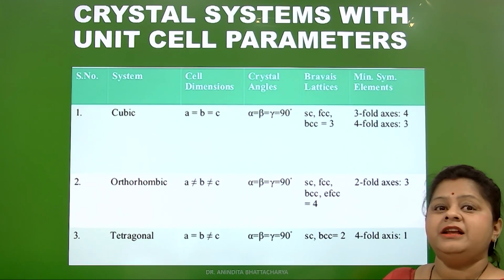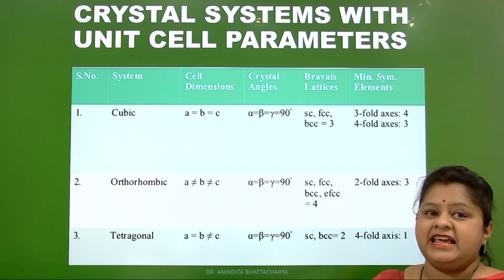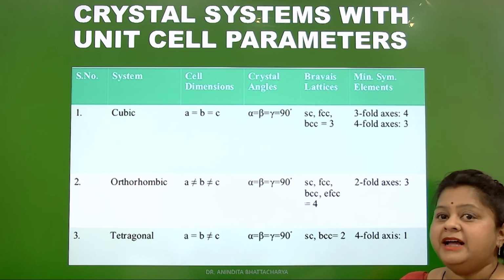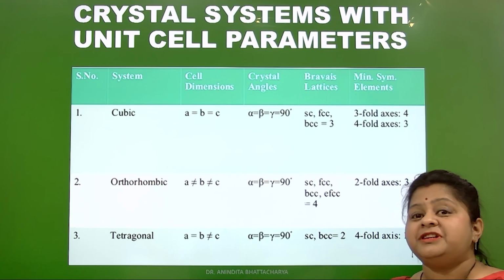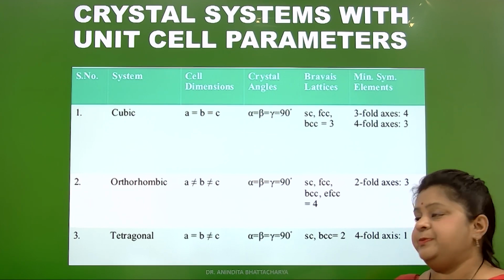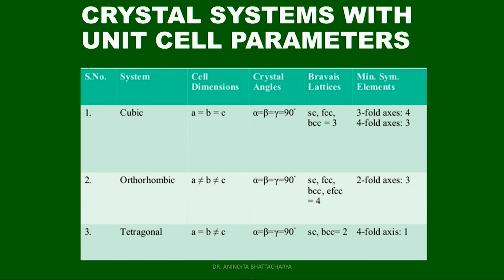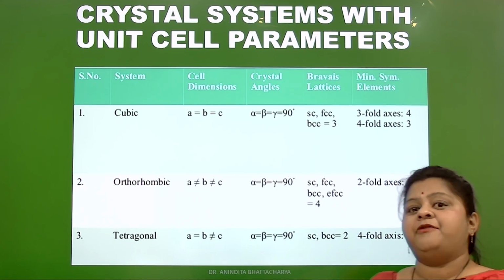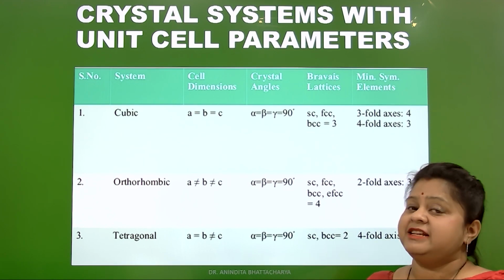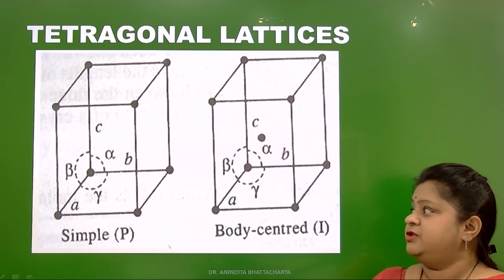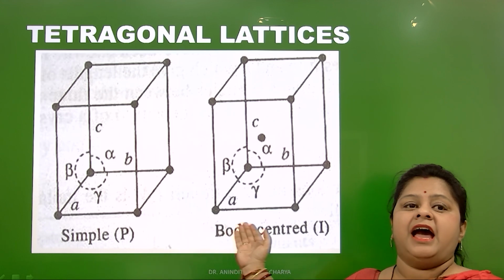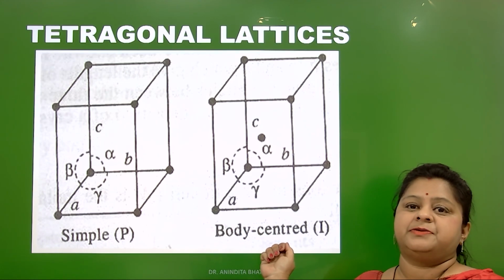In tetragonal, 2 sides are equal, that is a = b, but they are not equal to the third, that is they are not equal to c, whereas all the angles are 90 degrees. In this, we have only 2 types of Bravais lattice, simple and body-centered, in which we have one 4-fold axis. So this is the simple lattice and this is the body-centered.